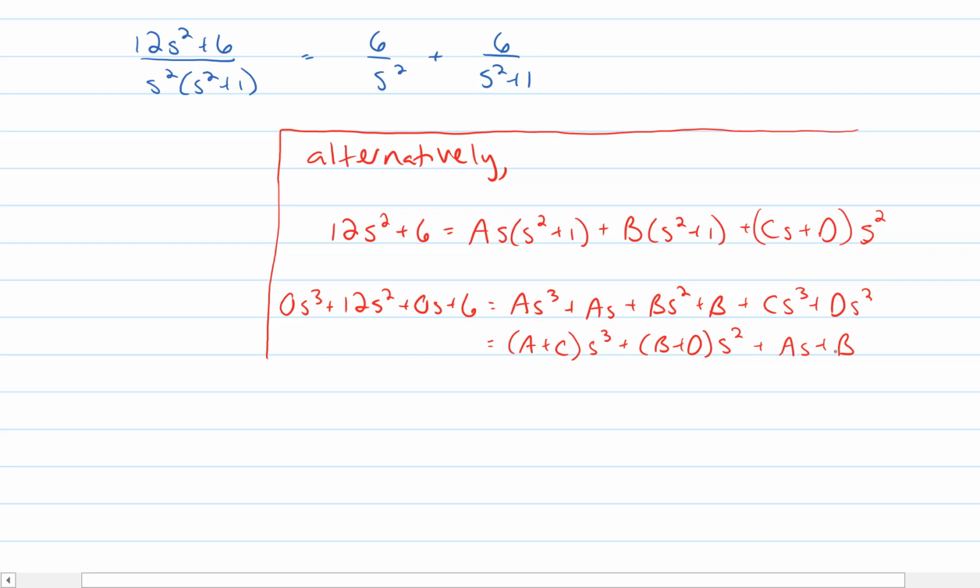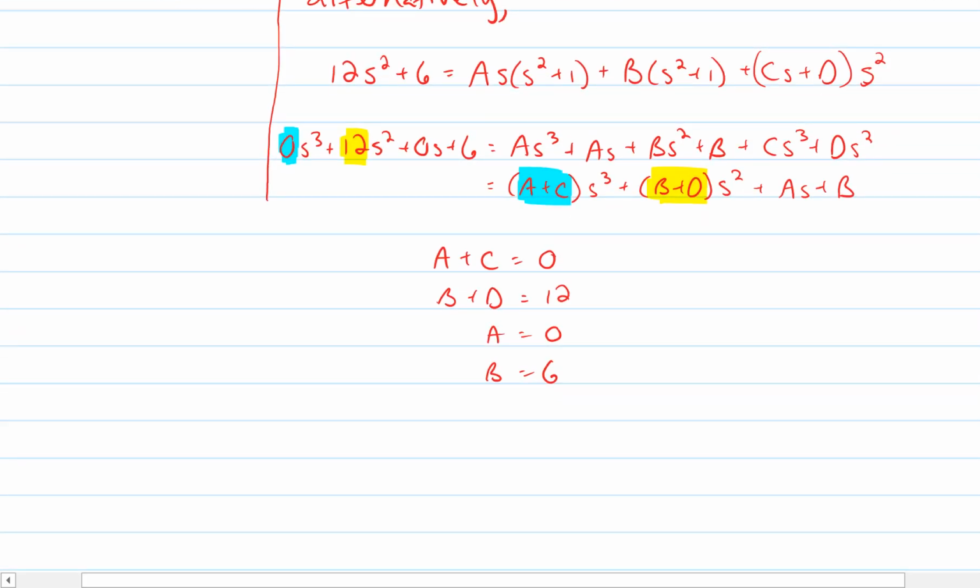And then if you do some matching of coefficients, notice the 0 on the s cubed becomes the same as A plus C. Similarly, you can take the 12 on the s squared term, and that's going to be B plus D, and you get the following system. A plus C is equal to 0, B plus D is equal to 12, A is equal to 0, and B equals 6, for the same result.